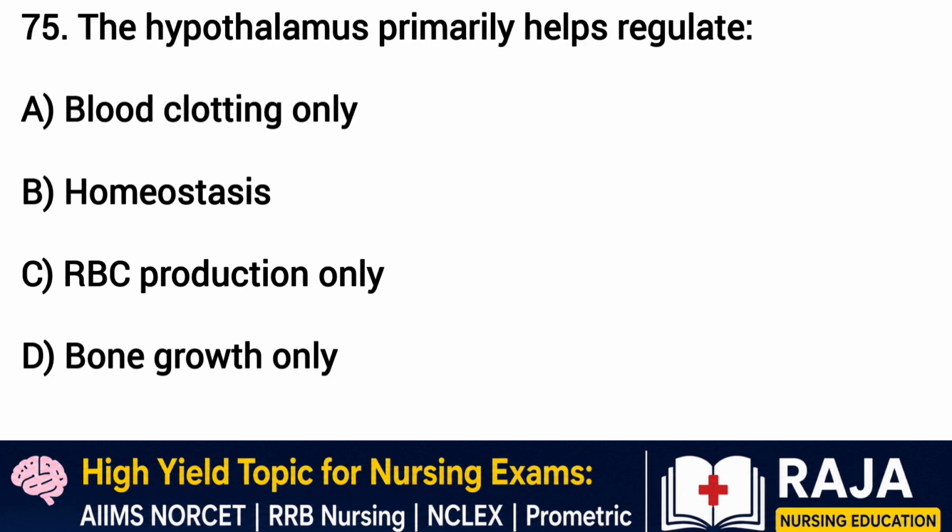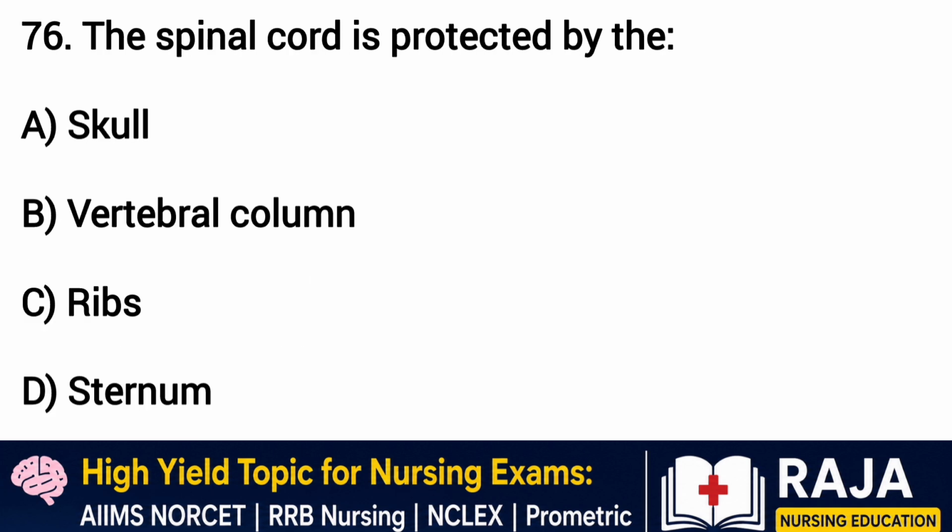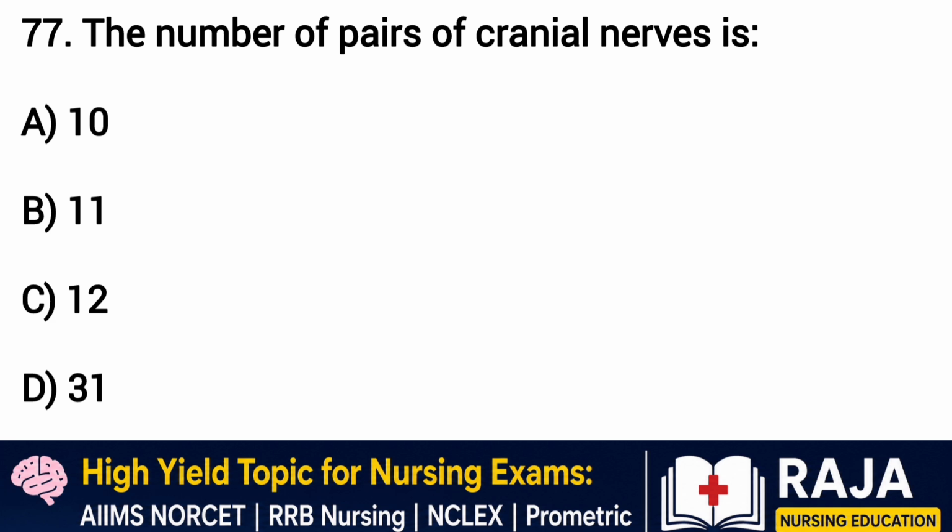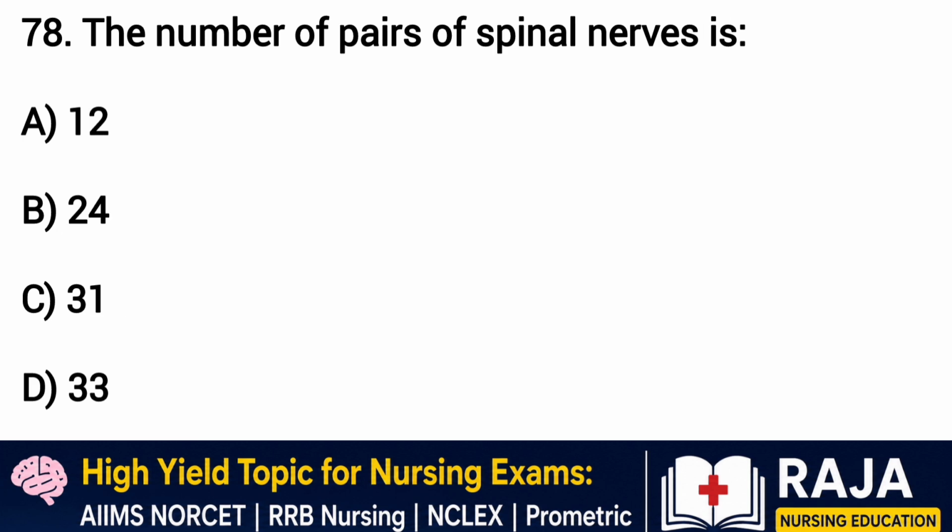The hypothalamus primarily helps regulate. The answer is B. Homeostasis. The spinal cord is protected by the. The answer is B. Vertebral column. The number of pairs of cranial nerves is. The answer is C. 12 pairs. The number of pairs of spinal nerves is. The answer is C. 31.